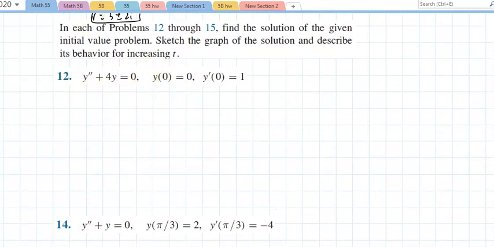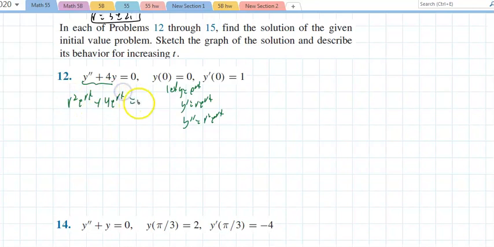Same deal. I see a linear differential equation, second order. I let y equal e to the rt, y prime is r e to the rt, y double prime is r squared e to the rt. This would be r squared e to the rt plus 4 e to the rt equals 0. Again, characteristic equation right there. e to the rt times r squared plus 4 equals 0.